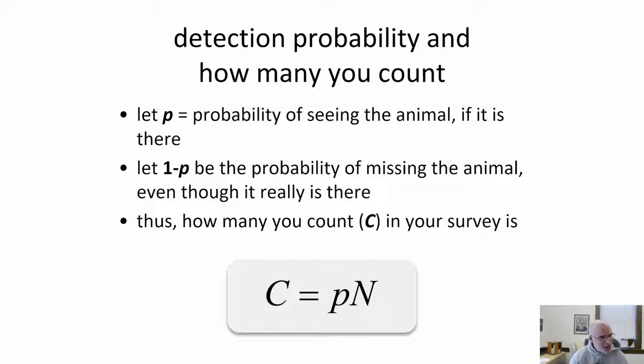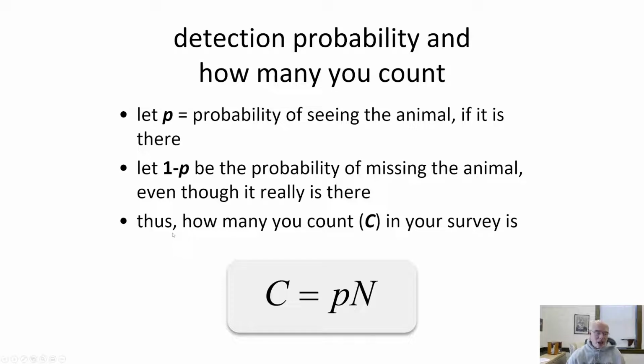But it's not, because there's some probability that you're going to miss the animal or miss the error in the typographical proofreading experiment. So if P is the probability of seeing the animal, then 1 minus P is the probability that you miss it, that you don't detect it, even though it is really there. Okay, and that's the key. So P is the probability of detecting the animal if it's there, and 1 minus P is the probability that you miss it, even though it's really there.